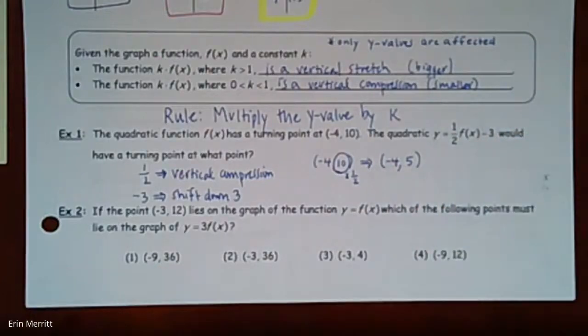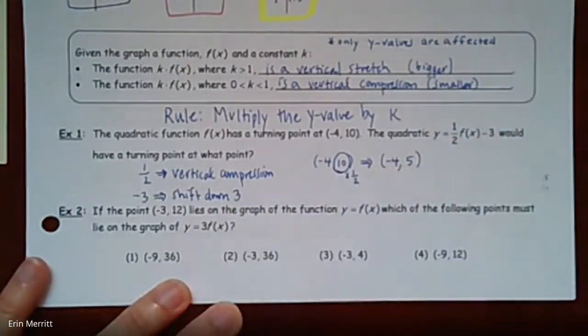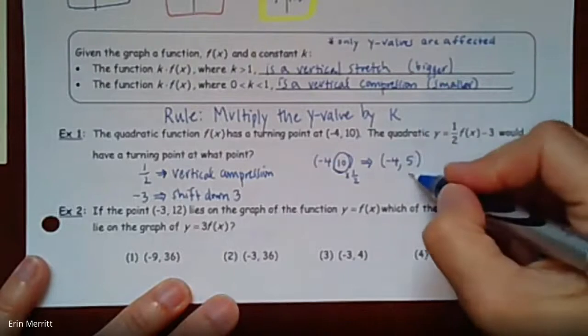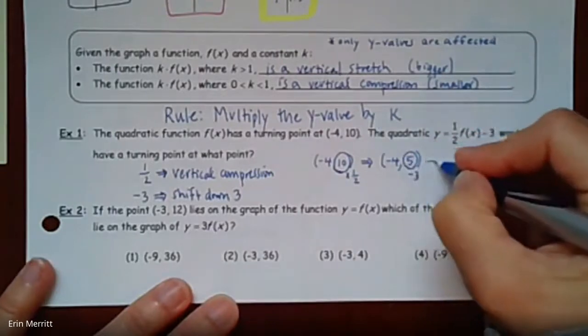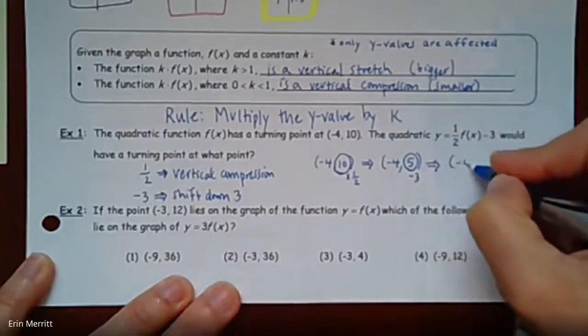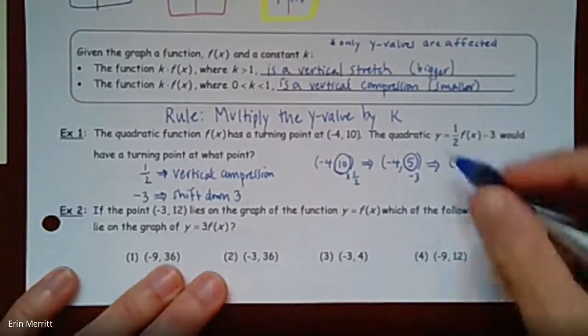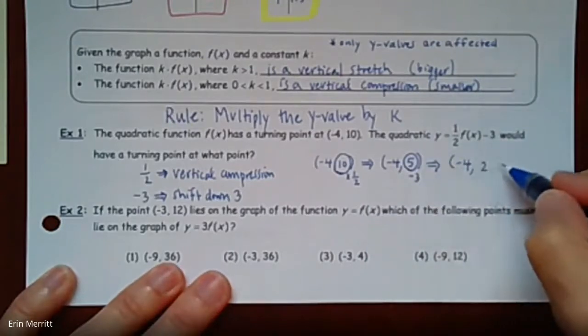And now you're going to shift it down 3. So if I want to shift it down 3, we're going to subtract 3, but only from the y value because that's a vertical shift. So that x value didn't change at all. That -4 stays the same. 5 minus 3, that's going to land us at 2.